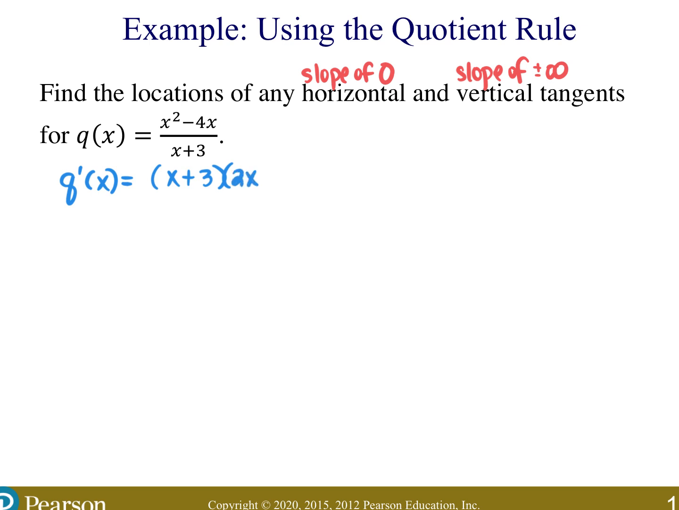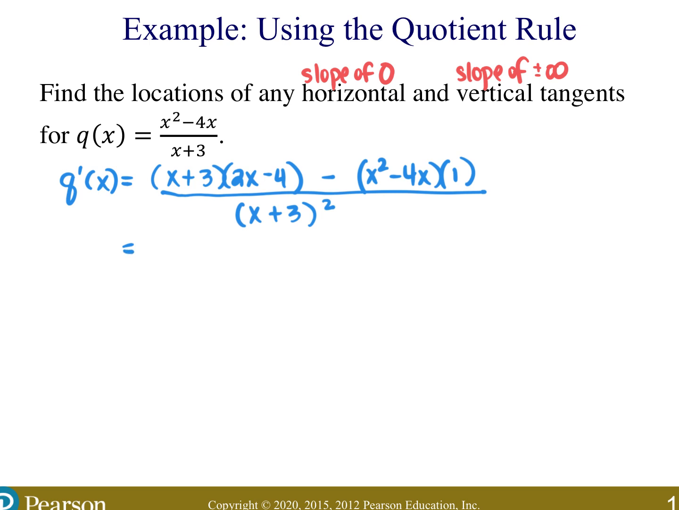2x minus 4. Ooh, so that's not going to be a nice little simple distributing. What's it going to be? Okay, minus, and then x squared minus 4x, and that will be multiplied by the derivative of x plus 3, which is what? Just 1. Okay, over x plus 3 quantity squared.